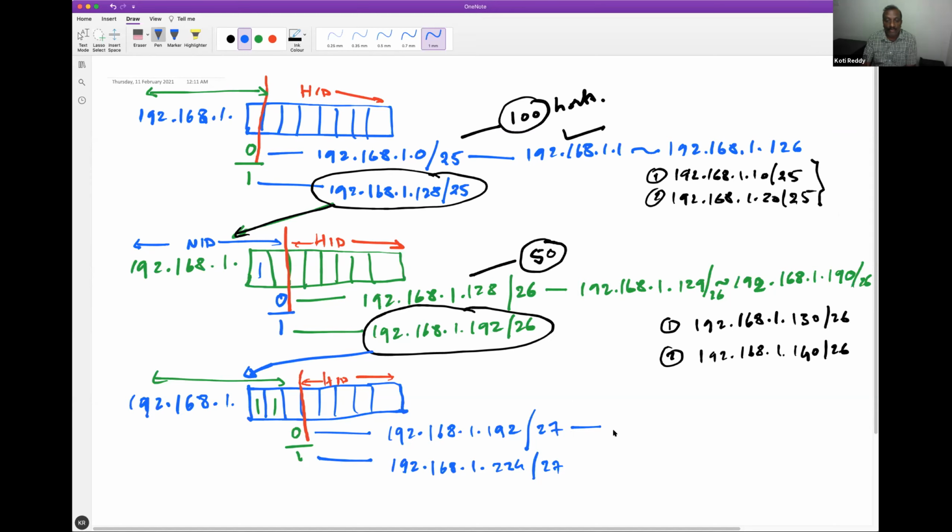Okay. So what's the range of network ID, host IDs here now? 192.168.1.